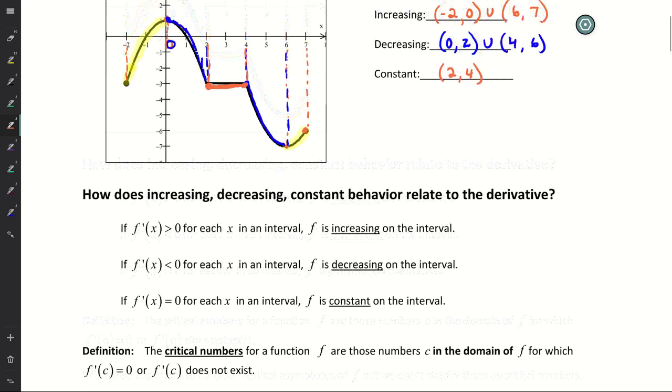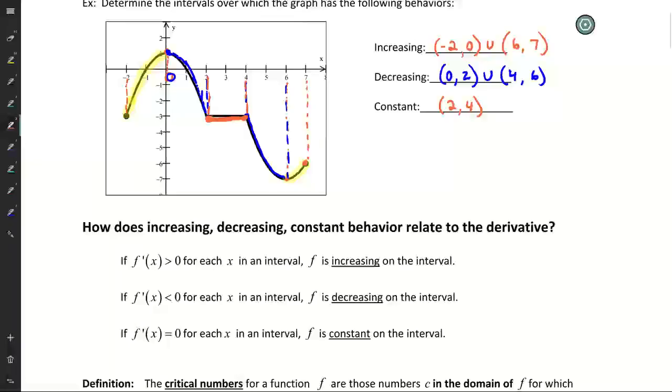All right, so then there's a question of how does increasing, decreasing, and constant behavior relate to the derivative? Remember that the derivative is a rate of change or a slope at a single point. So on here, we're going to notice, and we can even look at the graph that we have above, if the derivative is greater than 0 for each x in an interval, then we know that f is increasing. F prime being greater than 0 means that my slope is going to be positive. Well, if my slope is positive, that's going to indicate I'm going uphill.